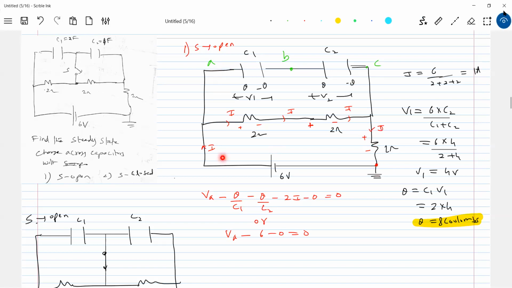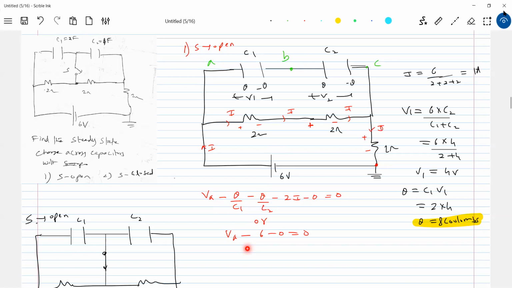Sir, in the above thing, the equivalent capacitance is 4 by 3. In the loop, there is current, say, 1 ampere. Leave all, calculate VA by the first equation. Will you get the same answer or not? No, sir. Check it once.